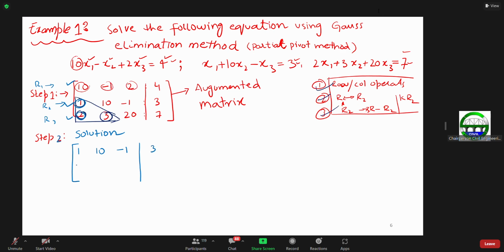And then 10 will come here, down. This is minus 1, this is 2, 4. And finally, I will have 2, 3, and 20, and then 7 in here. So I applied an operation in here, and R1 changed into R2. I interchanged both of them.